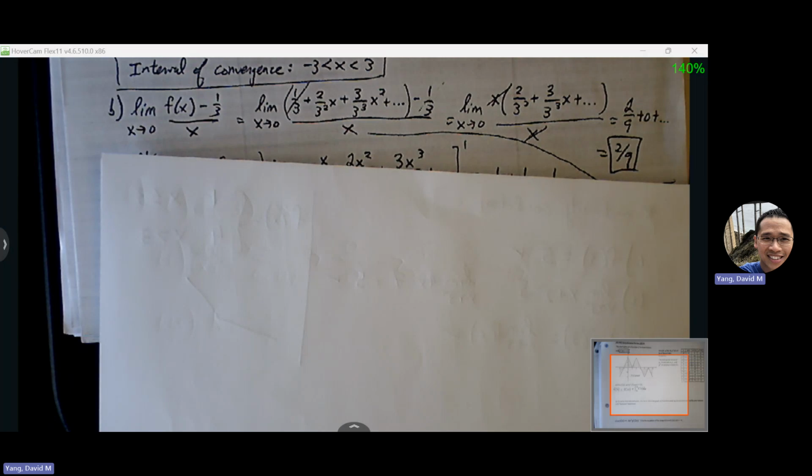After we replace f of x with the function they gave us, the 1/3 cancels out. And if we divide by x, the first term is the only term that will remain as a constant. All the other terms will have x's remaining. So the limit as x approaches 0 will zero all those values out except for that first term, 2/3 squared, or 2/9.